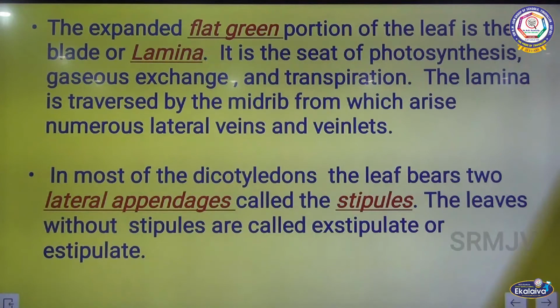In the previous picture we have seen that the leaf bears two lateral appendages, which we call stipules. If the leaves have stipules, you call it a stipulate leaf. If the leaves are without stipules, you call it exstipulate.